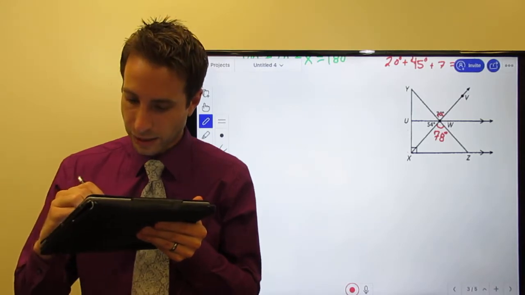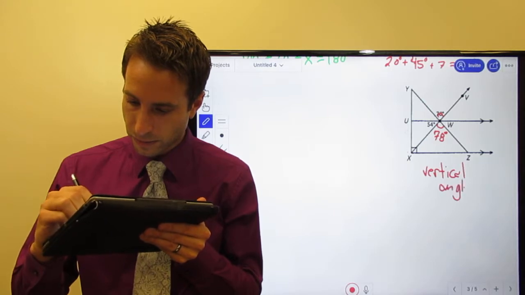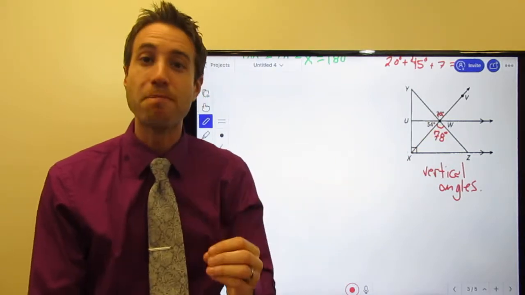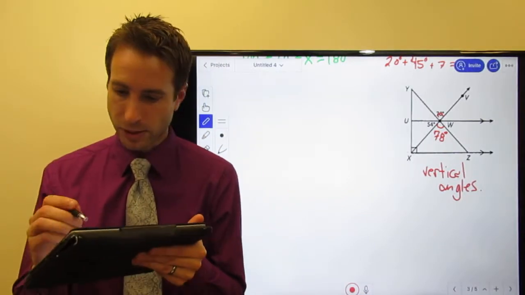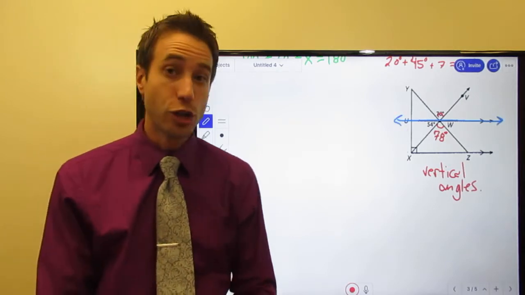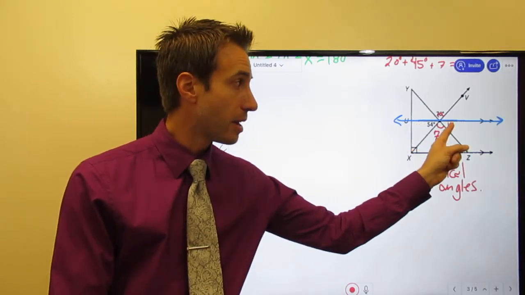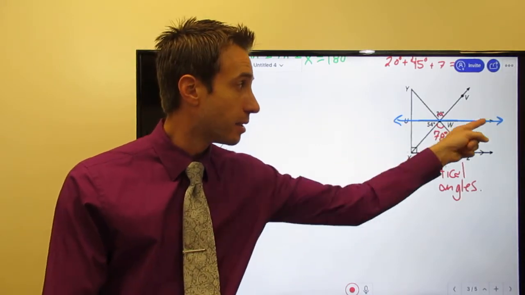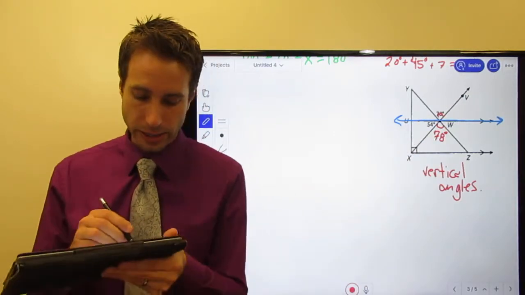78 degrees, thanks to vertical angles. They have to be the same. 78 and 78. They're vertical angles, they must be congruent. Well, guys, you're practically there. You're almost done. Check this out. This guy right here is a straight line, right? That's a line. So what do you know about 54, 78, and W? What do those three angles have to sum to? Hint, they make a straight line. 180 degrees. So here we go.